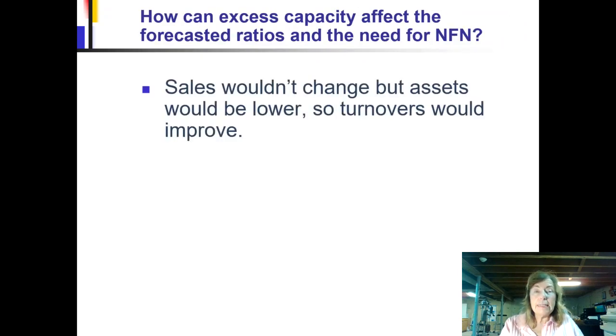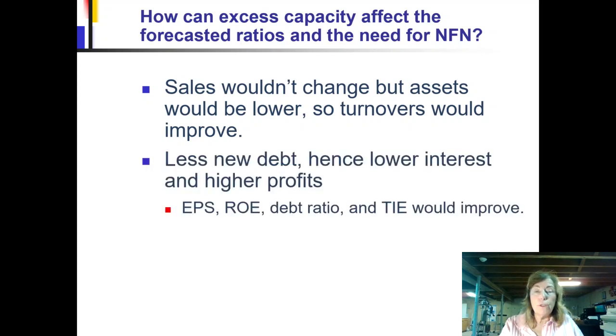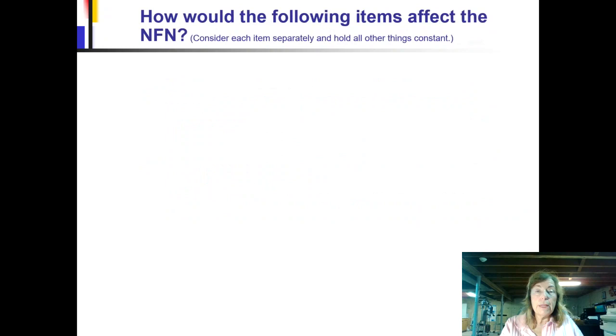So how does excess capacity affect the forecasted ratios and the need for financing? Sales won't change, but assets would be lower, so turnovers would improve. Less new debt, lower interest expense, higher profit: earnings per share, return on equity, debt ratio, and times interest earned would improve. How would each of the following affect the new funds needed?